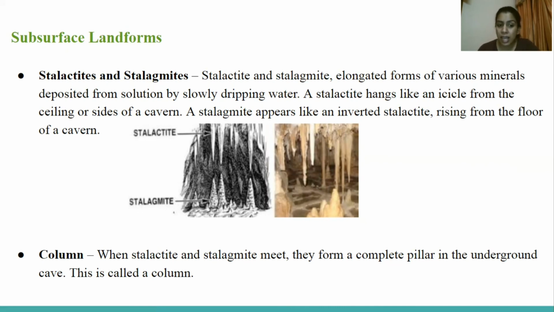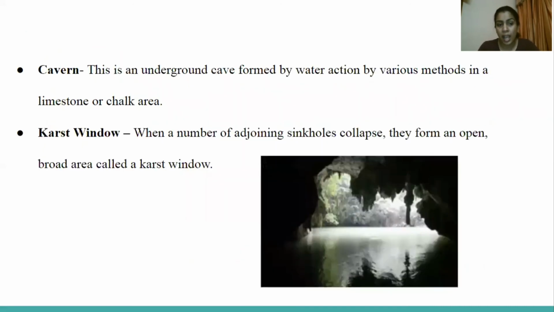Column. When a stalactite and stalagmite meet, they form a complete pillar in the underground cave. It is called a column. Cavern. It is an underground cave formed by water action by various methods in a limestone or chalk area. Karst window. When a number of adjoining sinkholes collapse, they form an open broad area called a karst window.